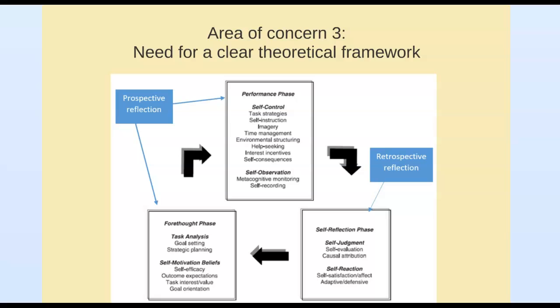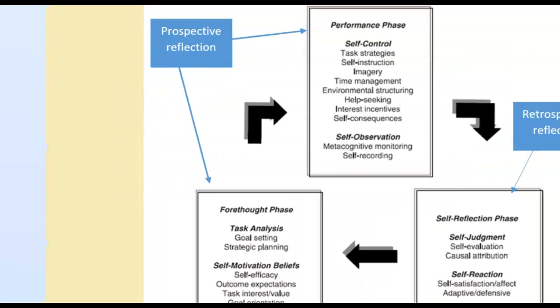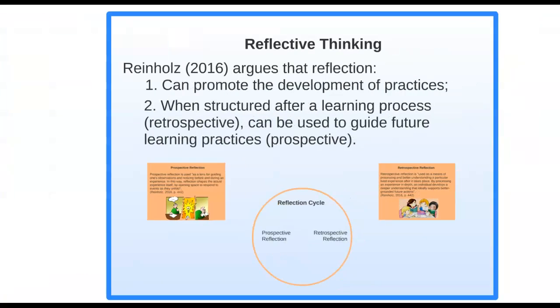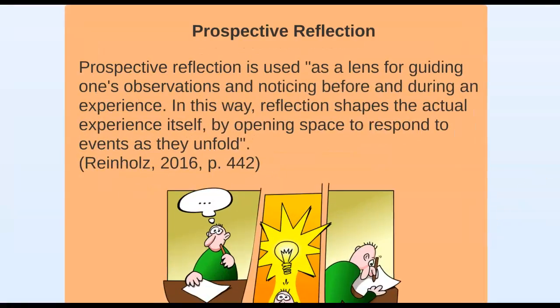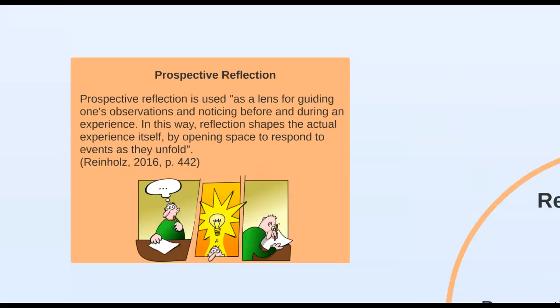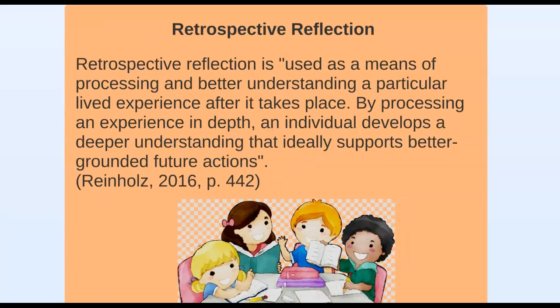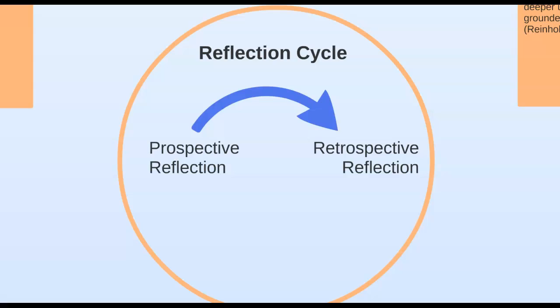Then the third one, need for a clear theoretical framework. It was funny, when I practiced, I actually talked about this in detail, but then you see the next frame, we'll just move over, I actually talk about reflective thinking as well. Actually I'll go slower so you can read. I talk about prospective reflection, basically Reinholz's definition, and then his definition of retrospective reflection, and then I talk about reflection cycles. So basically how he thinks learning can't occur unless both prospective and retrospective reflection occur.